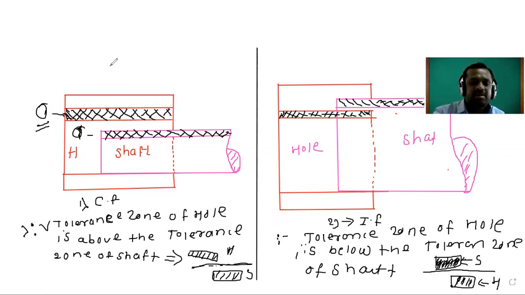Then tell me the example. What is the example for the clearance fit? Example for the clearance fit: a piston cylinder arrangement. Then the latch of the door of our house, the latch, we lock it. It is called as clearance fit.